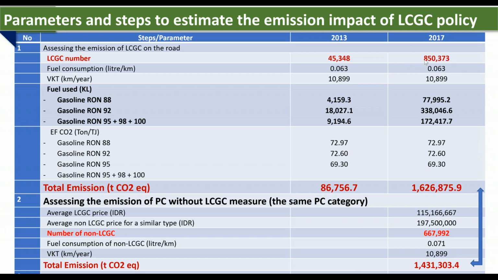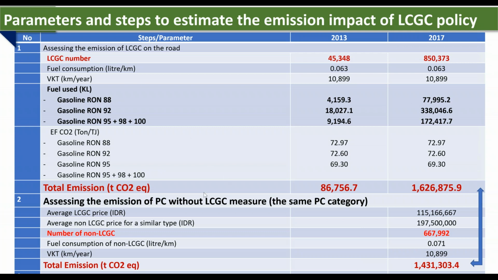But this is not directly growing because of this policy, as we can see at the bottom here. This is the baseline, meaning if there is no LCGC policy, because our growth of car ownership is also high. So actually without LCGC, we got 667,000 something. So the comparison with and without the policy is 850 something compared to 667 something.